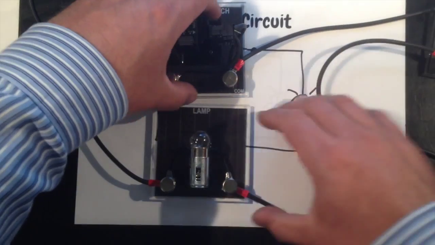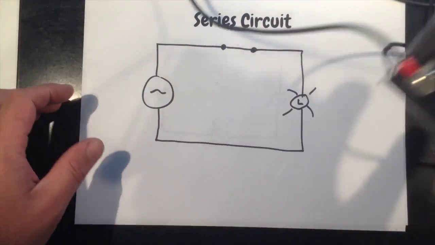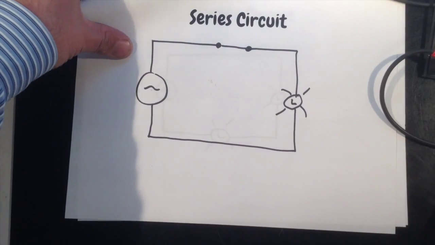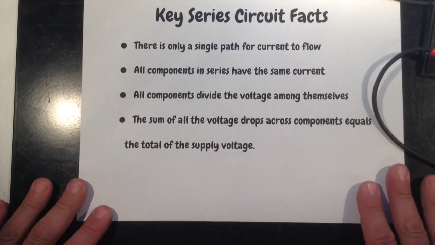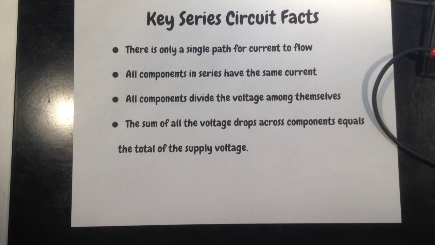So let's recap some of the key factors of a series circuit. There is only a single path for current to flow. All components in the series have the same current. All components divide the voltage among themselves. The sum of all the voltage drops across components equals the total of the supply voltage. Next, we're going to move on to parallel circuits.